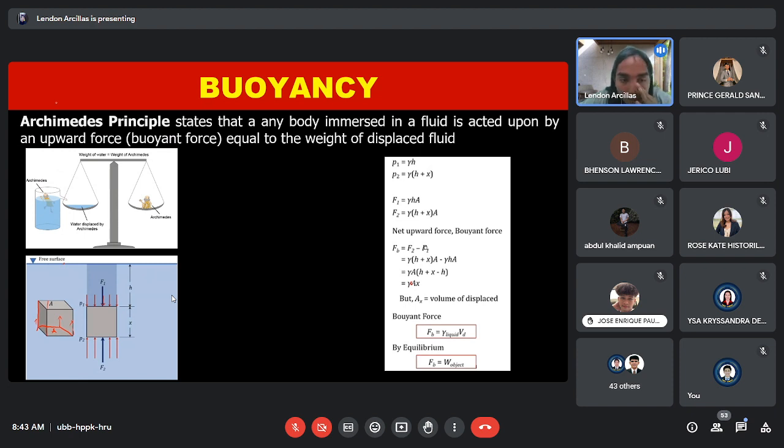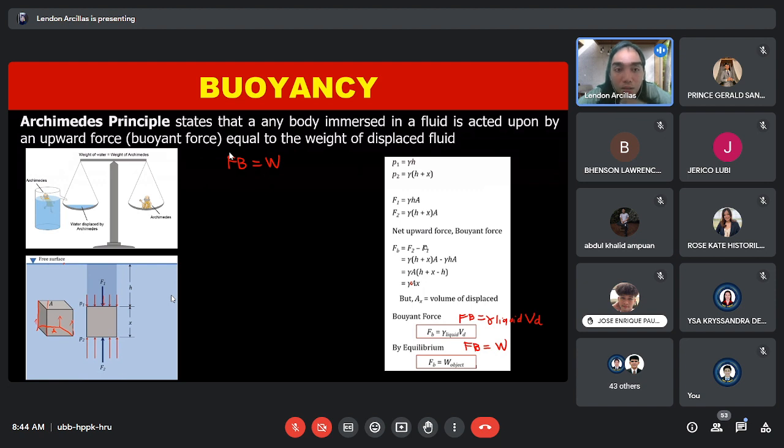Okay, so proceed tayo sa formula. So the formula to get the buoyant force is FB equal to the specific weight of liquid times the volume of liquid displaced. Okay? So for equilibrium, that is FB equal to the weight of the object. So ganito lang yung Archimedes principle. The buoyant force is equal to the weight of the object displaced. Okay. So, let's have an example para mas maintindihan.